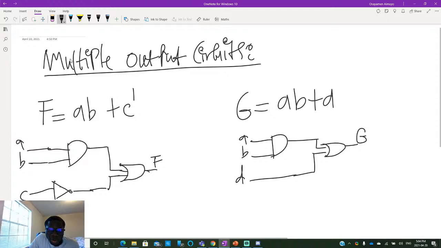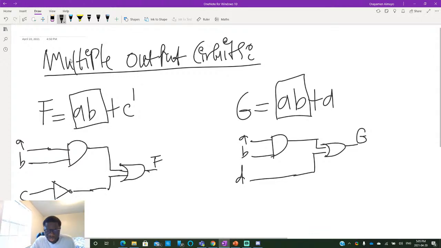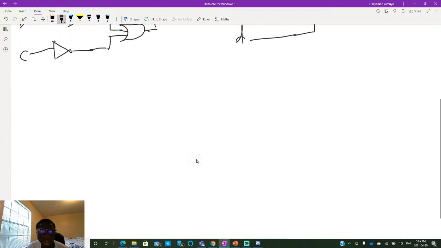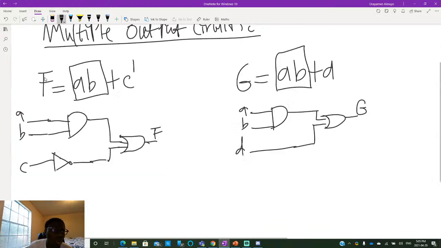If we examine these two circuits, we can see that the term A and B can be shared between both circuits, right? And so that's just a step in optimization of multiple output circuits. And so I would like to give a much more detailed example.